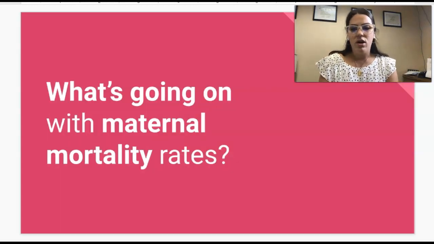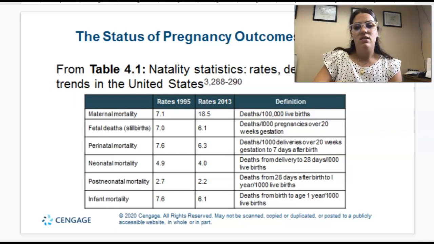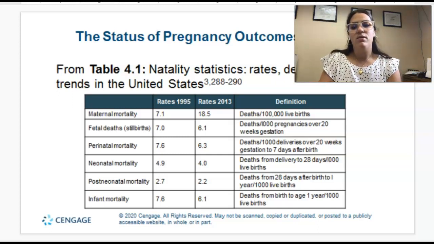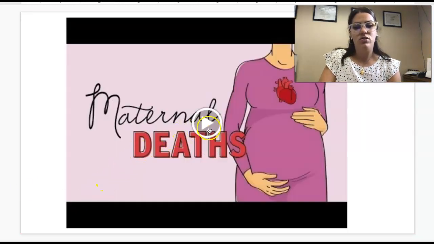So, what's going on with maternal mortality rates? I'd like you to pause and just think about that here. So look back to this slide. The maternal mortality rate means the amount of deaths per 100,000 live births. So the amount of maternal deaths per 100,000 live births. And the maternal mortality rate is looking at the number of maternal deaths up to a year postpartum. So what do you think is going on with maternal mortality rate? Pause this and just think about that for a second. When you're ready, we're going to move on to this slide, and I'm going to show you guys this video.